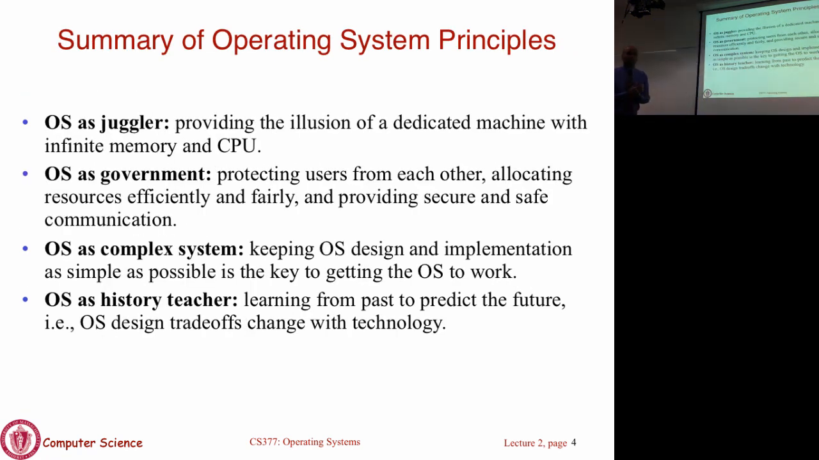Okay. So this is a summary of what we talked about last time, or different perspectives of what an OS is. You can think of the OS as juggling different resources on a machine and trying to allocate them to applications. You can think of it as the government that arbitrates between applications, provides fairness, fair policies, and so on, provides security and safety for your applications. Okay. You can think of an OS as a complex software system.